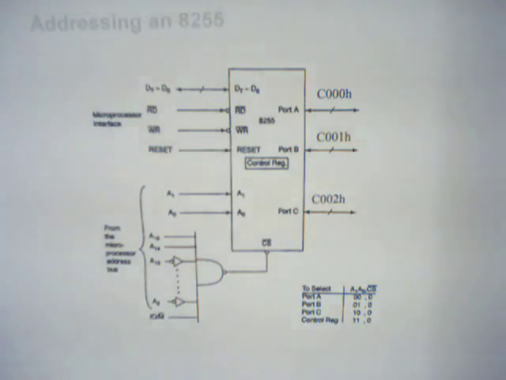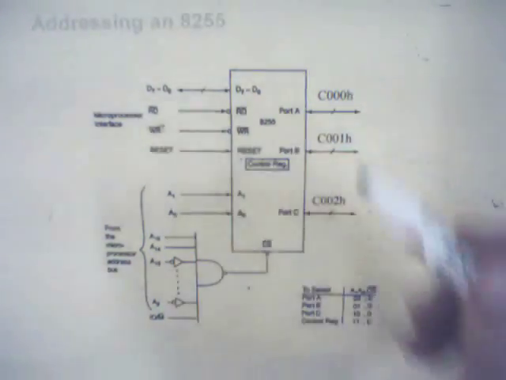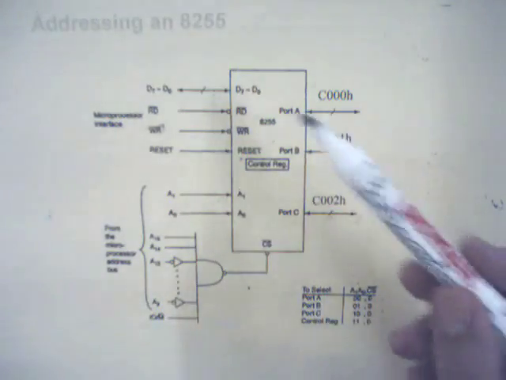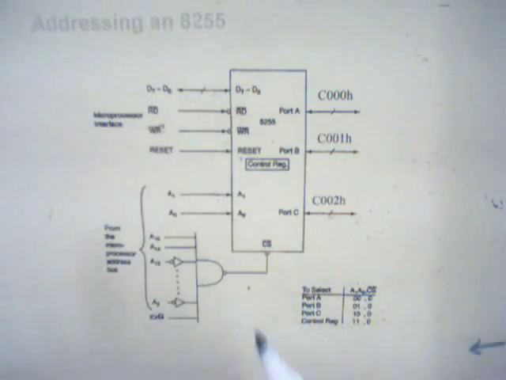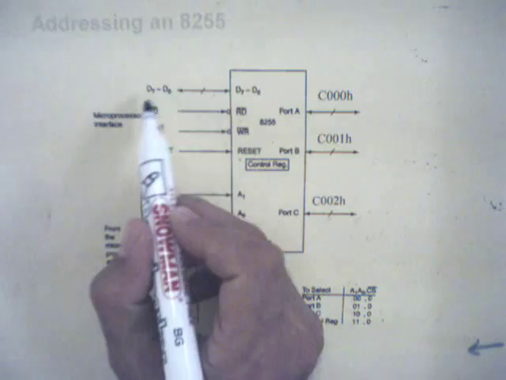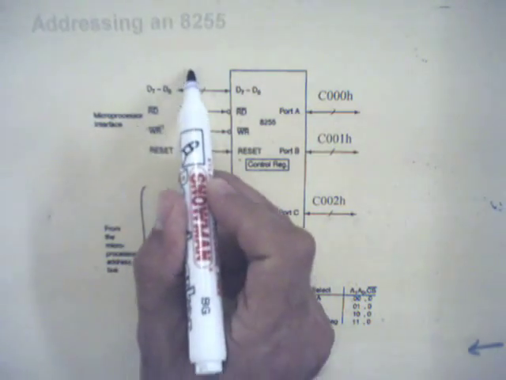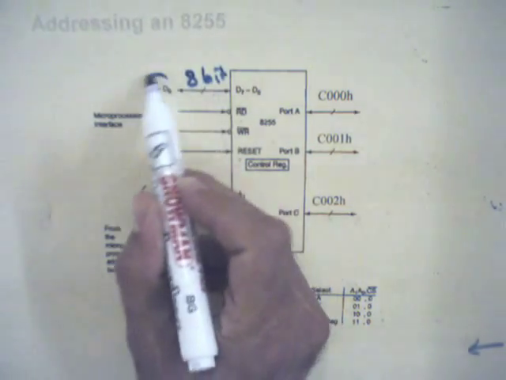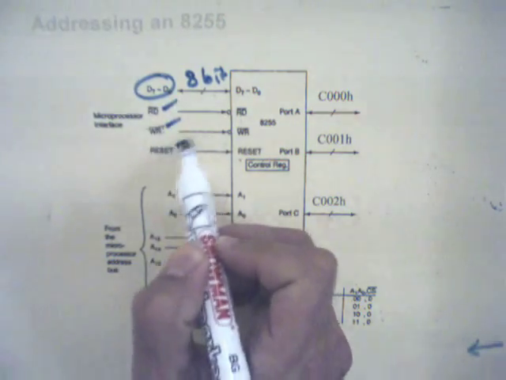Now the next question is, how do we select this chip 8255 to operate? Here's the basic block of 8255. These signals are the 8-bit data bus, read, write, reset control signals, and A1, A0, and chip select.